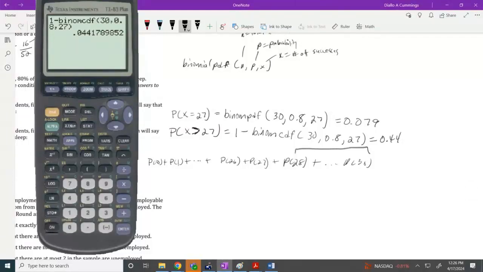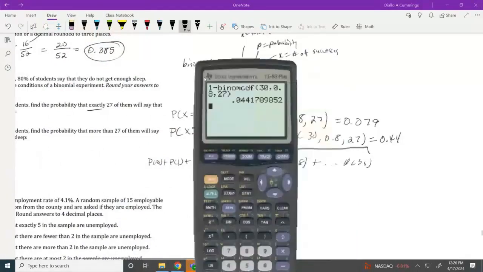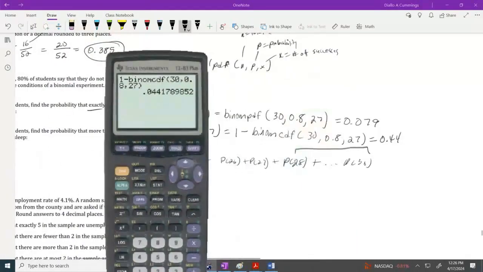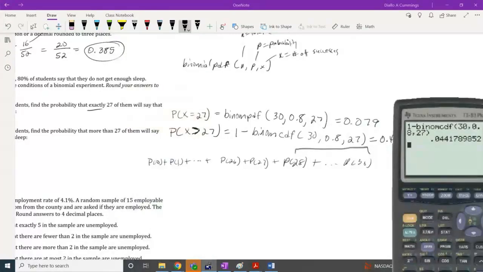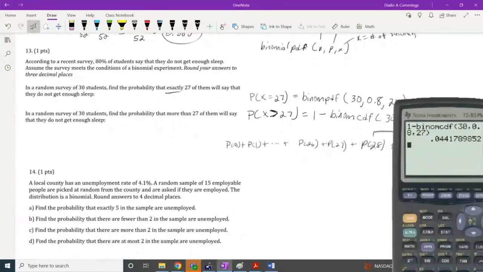Now, here's another thing you can do. You can actually use a binomial PDF, which means you can find the probability of 28, the probability of 29, the probability of 30, and just add them together, if you chose to do that. Okay. All right, any questions about number 13?